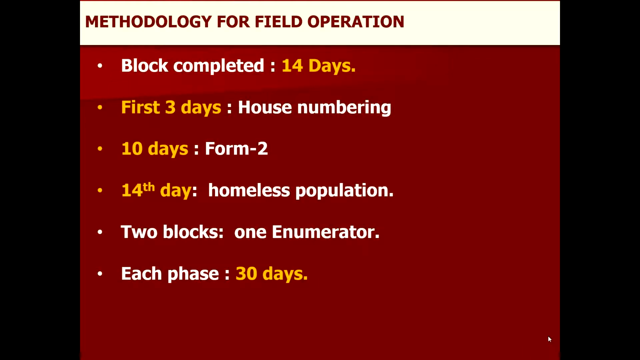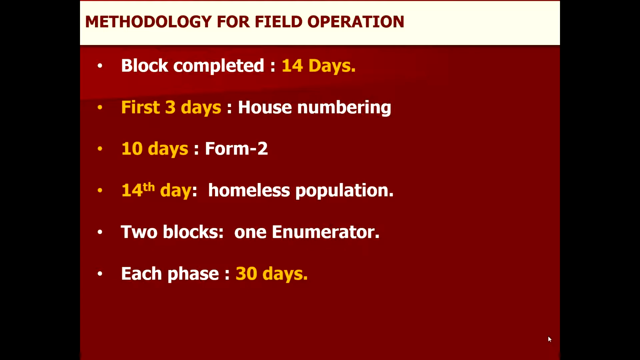The methodology opted was that for each block there were 14 days, and for the first 3 days house numbering was done, and the team went to the different houses which were numbered, and the data was collected in those 200 to 250 houses in the first 3 days. Then for the next 10 days, Form 2 was filled on the basis of the sample collected in the first 3 days.